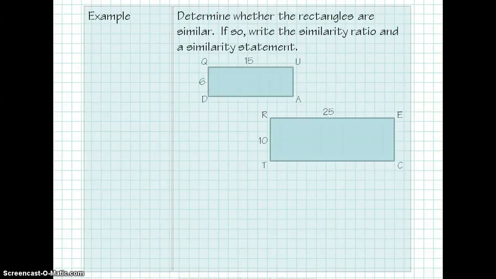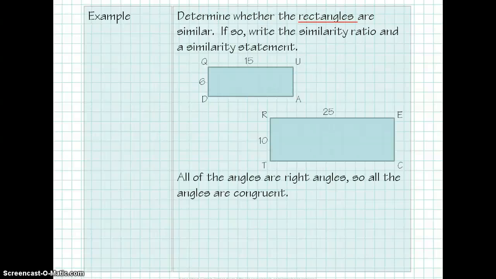Okay, so determine whether the rectangles are similar. If so, write the similarity statement and the similarity ratio. Okay, well first off, the statement that these are rectangles tells me that all the angles are right angles, so I don't have to worry about them. I know all of my angles are congruent. So the next thing I want to do is check my ratio. So I need to know, is 6/10 equal to 15/25?